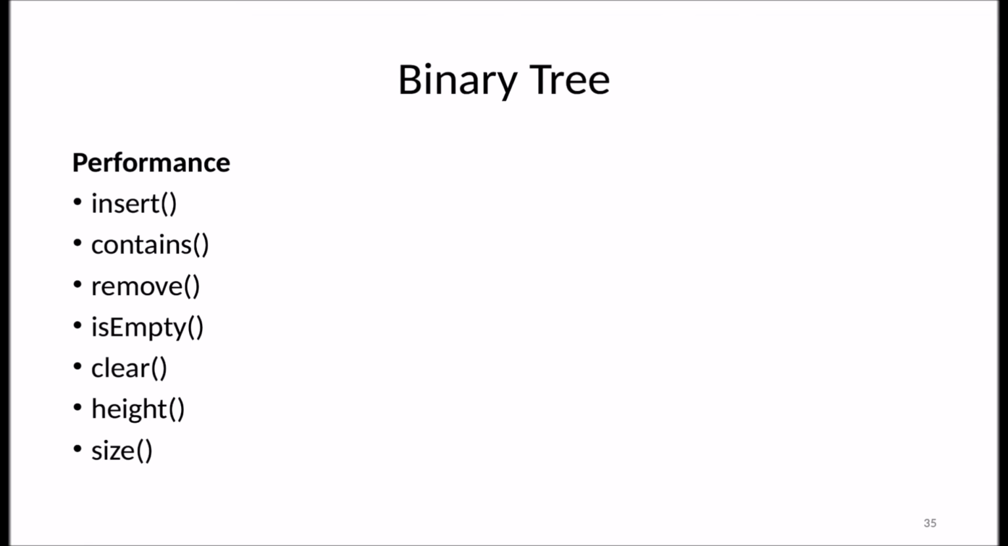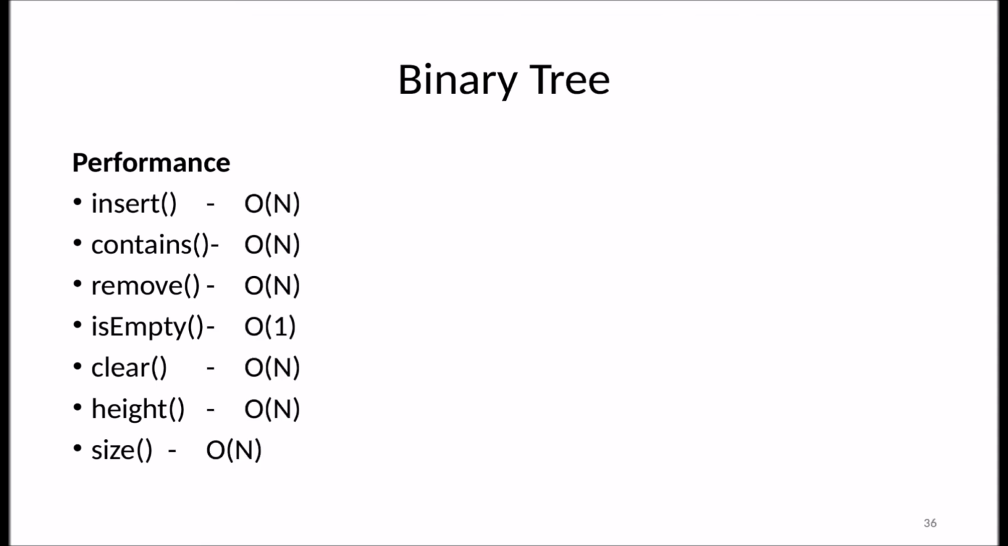The performance of binary tree: we have insert, contains, remove, some checks, is empty, clearing the tree, getting the height or the size. All of these are O(n). The reason for this is if you consider a binary tree, first of all, a binary tree can have duplicates. There's no structure or organization in the binary tree. So we don't know how to navigate. We would have to visit all the nodes to find a particular node, to remove a particular node. And also in the worst case, where each node just has a single child node, it would be just like a linked list. So in the worst case, you can consider a binary tree as a linked list.